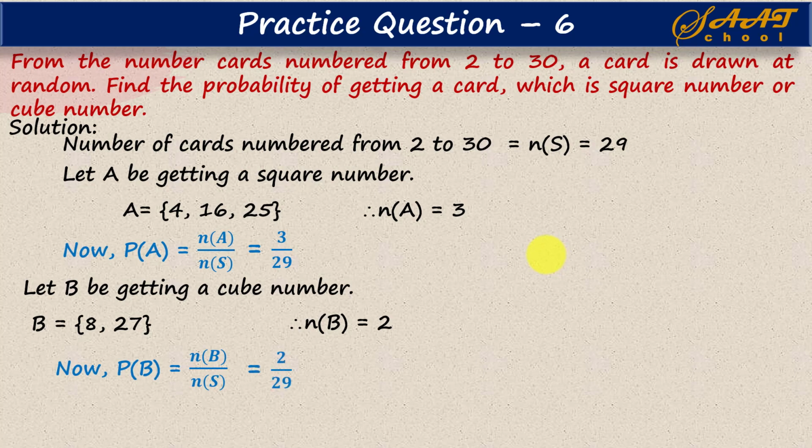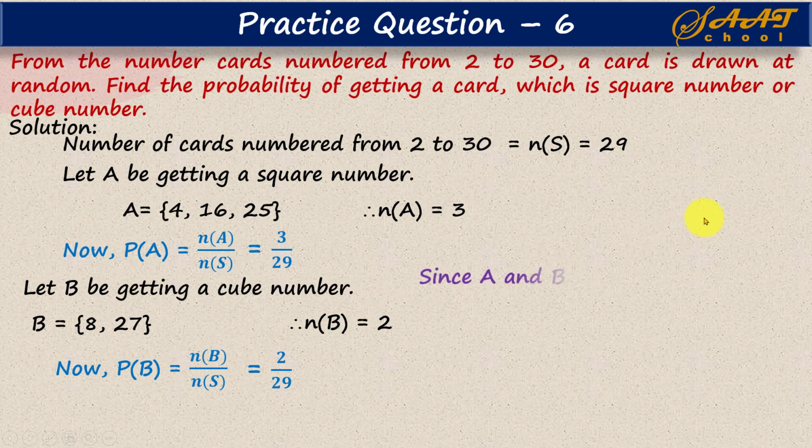Now these two events, getting a square number and getting a cube number, if you look at their outcomes, they have no common outcomes. Here 4, 16, 25 are your outcomes for A, and 8 and 27 for B. Since A and B have no common outcomes, these events are mutually exclusive.